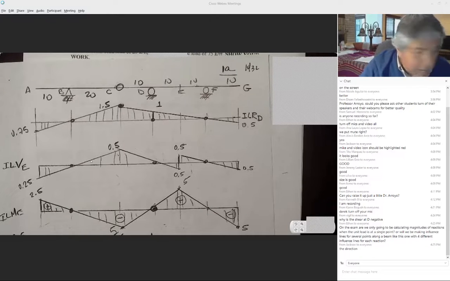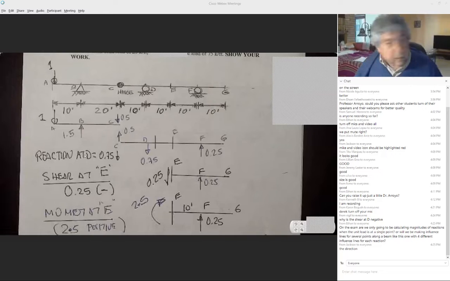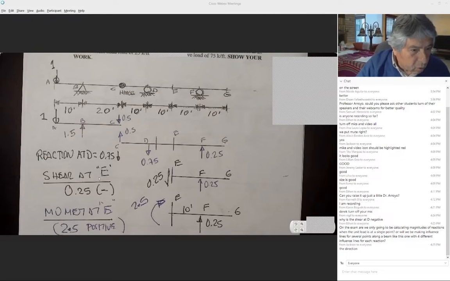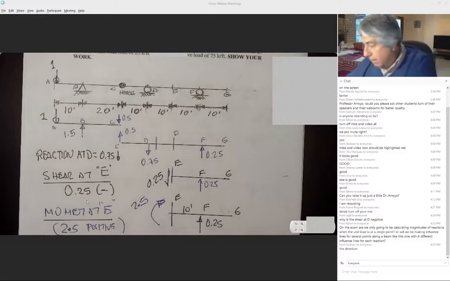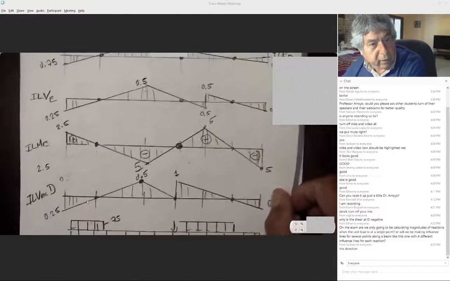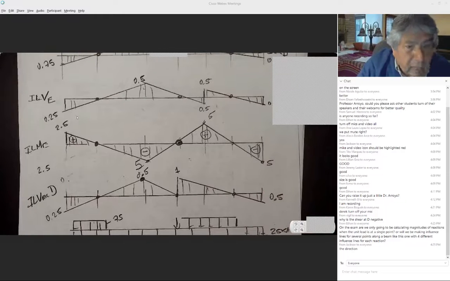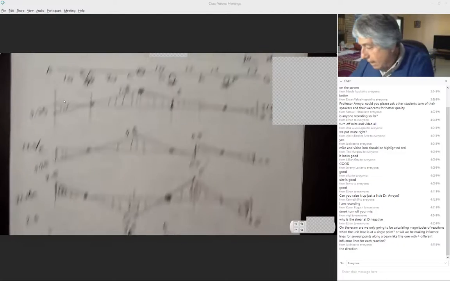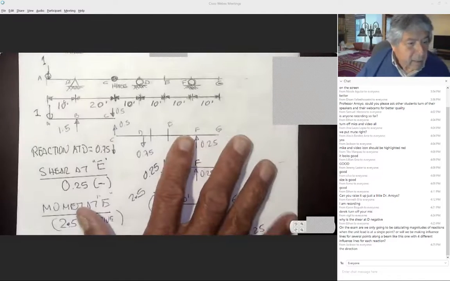Look at the shear at E. When the unit load is at this location, the shear at E is negative 0.25. This is the influence line for the shear at E. This is what happens at E when the unit load goes across the structure. We are only looking at the unit load at A, producing this value of 0.25. And this is what I just computed in here.